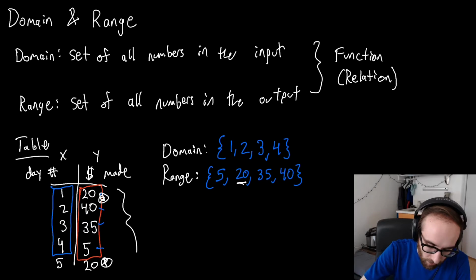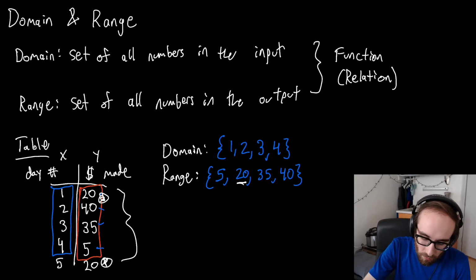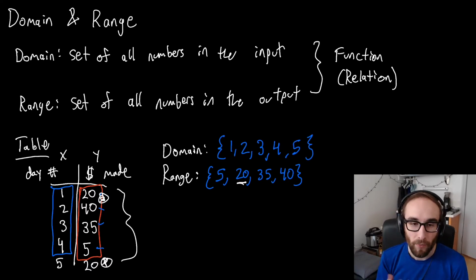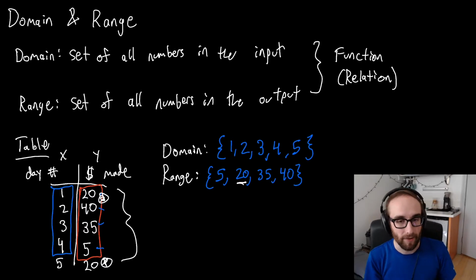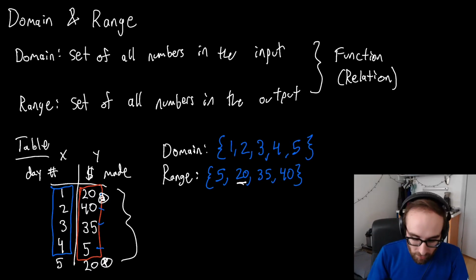If this was our new situation, we would make a quick change. We would add on 5 to our domain because we now have day 5. For the range, though, the range doesn't change because the 20 is already included in the range, so that hasn't changed. Okay, so that's an example of looking at a table and identifying the domain and the range.